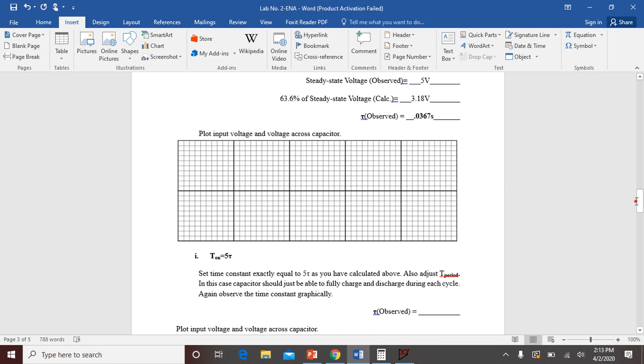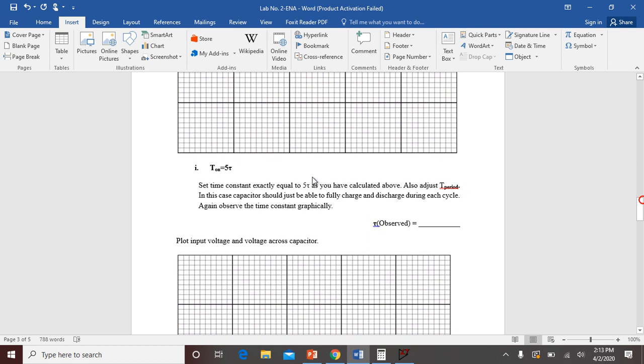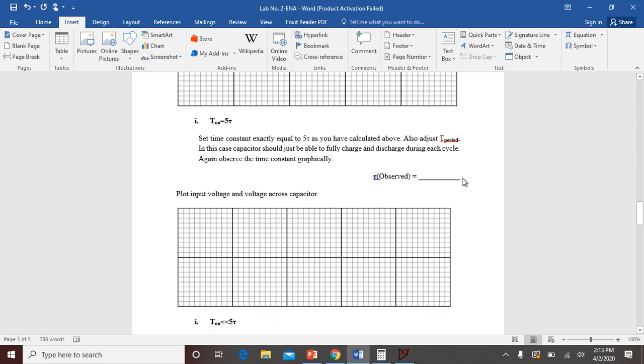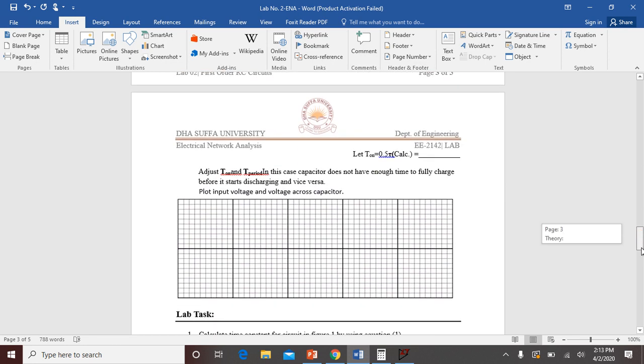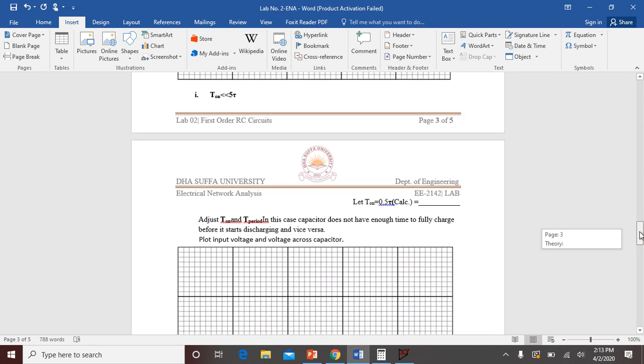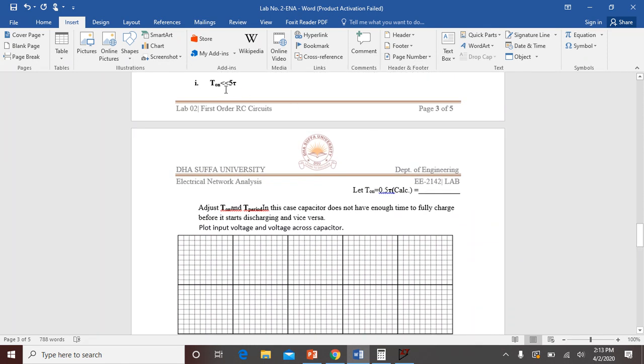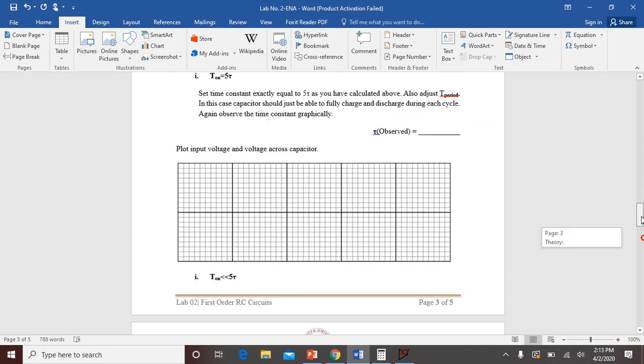Now the second step is you have to take T on equals 5 tau, which we have already done, and then repeat the same steps, observe the value, and paste the graph over here. Then T on very much less than 5 tau. You have to do it on your own and observe the waveform. I'm doing this step because I have already done these two steps.